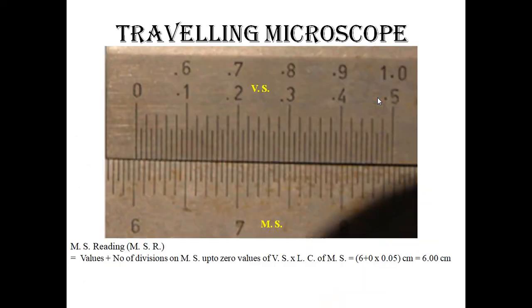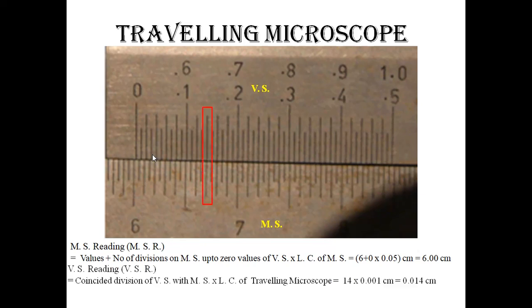Here I am showing another picture of a traveling microscope for reading purposes. First you take the reading on the main scale. The main scale reading is the value plus the number of divisions on the main scale up to the zero of the vernier scale, multiplied by the least count of the main scale. You can see here this is the zero of the vernier scale. Here you can see the value is 6, and there are no divisions crossing this value. 0 multiplied by 0.05, so the reading of the main scale is 6 centimeter.